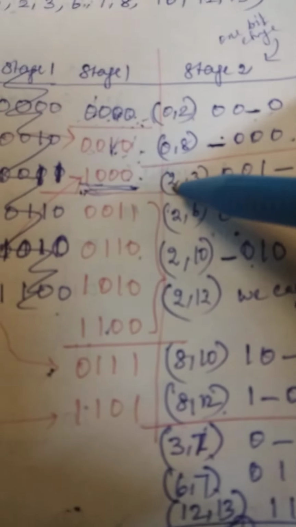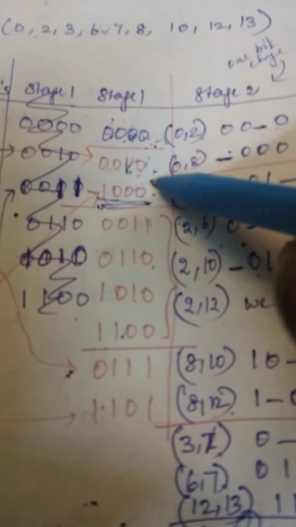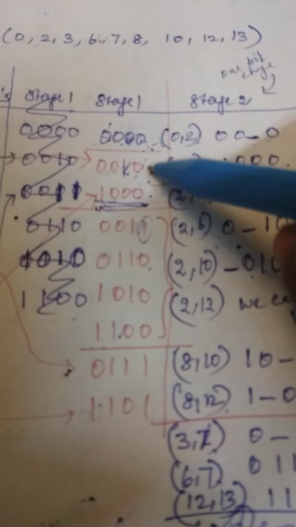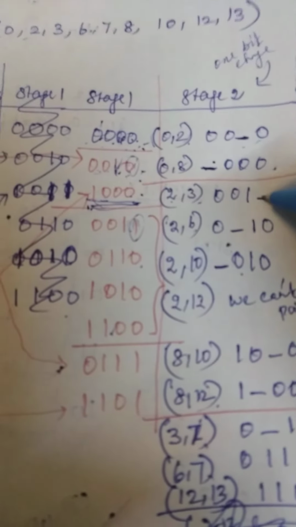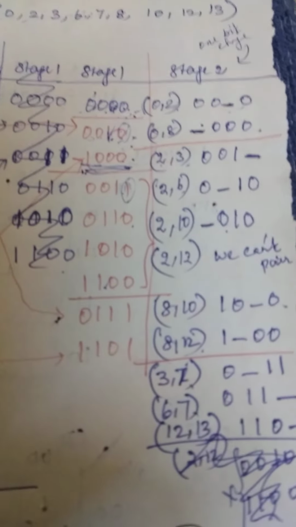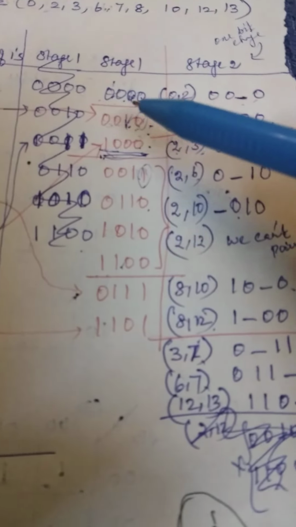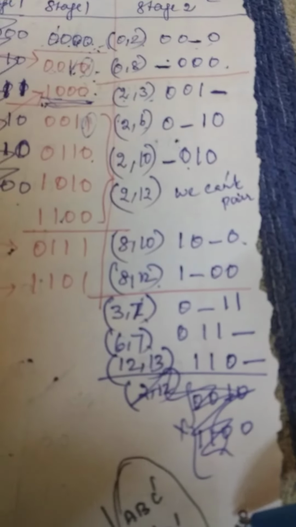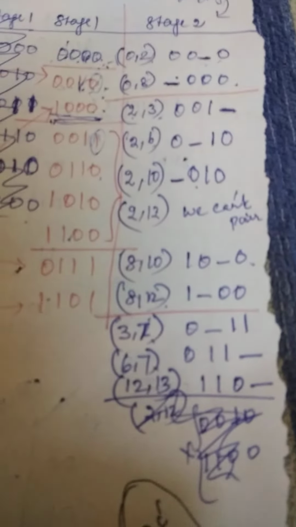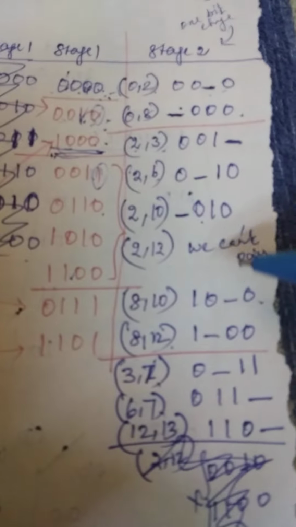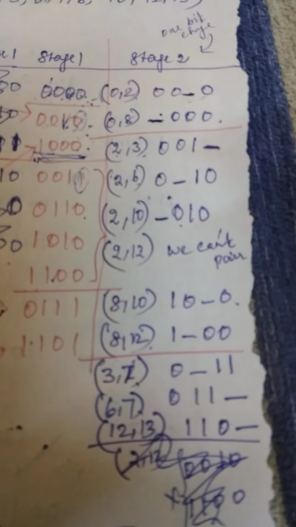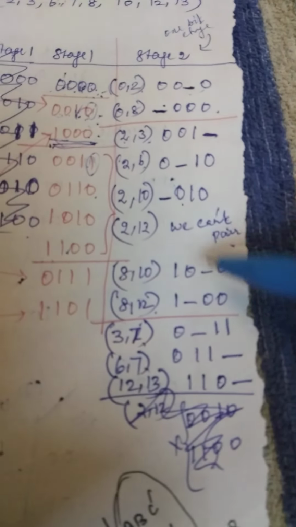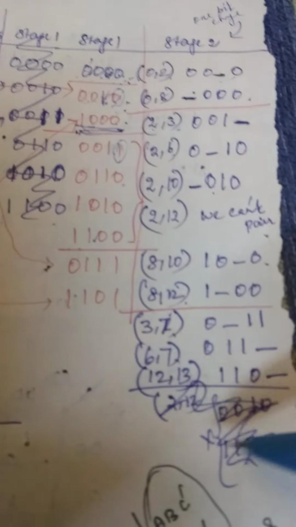Then the next thing is 2, 3. What is 2? This. And 3. Here also only one bit is being changed, so in that position you put a dash. Similarly, we try for all the possible pairs and I have written all these here. If we cannot do a comparison, if we cannot have any one bit change, simply write that we cannot pair. Otherwise, you do it for all the possible combinations.